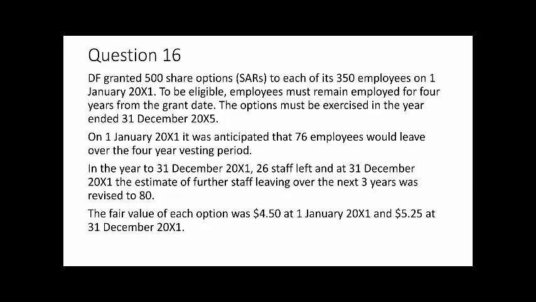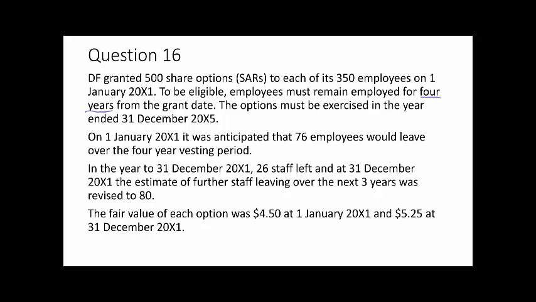In this case then, DF has granted 500 share options to each of the 350 employees that they had on the 1st of January 2000X1. In order to be eligible, the employees need to remain employed for a 4-year period from the date of grant. So this is our vesting period. The options therefore must be exercised in the year to 31st of December 2000X5.